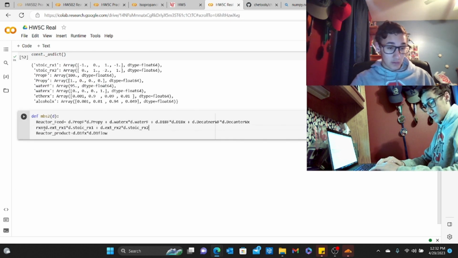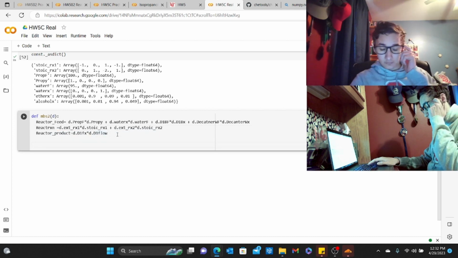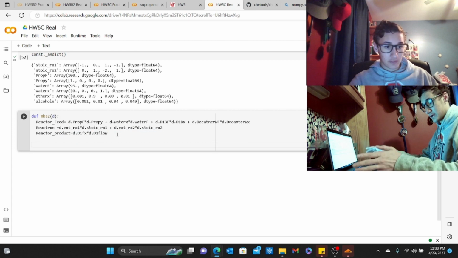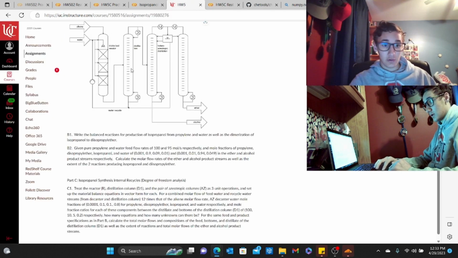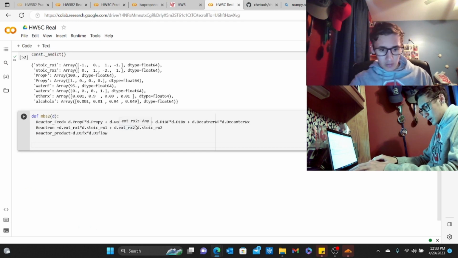But we're not going to call this reactions. We're going to call this react RXN. It's easier that way. So now we have our general equations. Now we can start moving on to our distillation column.